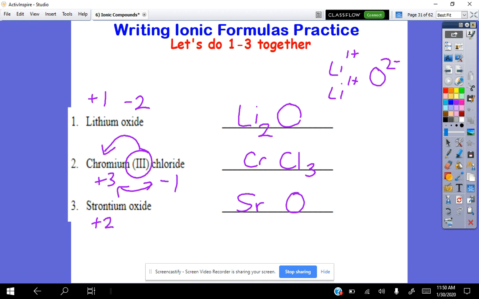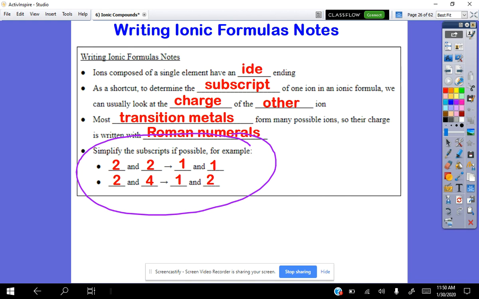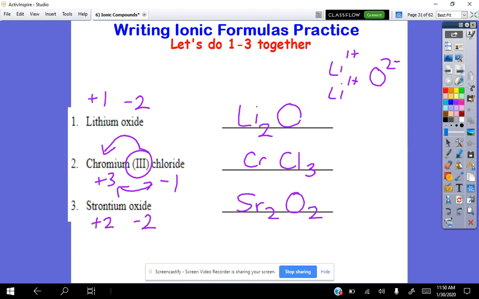Strontium would have a +2, oxide would have a -2. This one is interesting because if you try to switch your numbers, hey, they're the same. If you go back to your notes, remember we talked about this rule here, simplifying the subscripts when possible. 2 and 2 can simplify down to 1 and 1. So we're going to do that. If we simplify down to 1 and 1, sure enough, everything's balanced. But remember, you don't need to write your 1s. So the formula was actually correct when we wrote it the first time. It's just SrO.